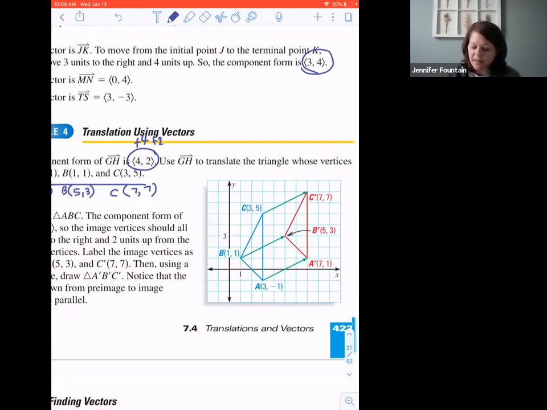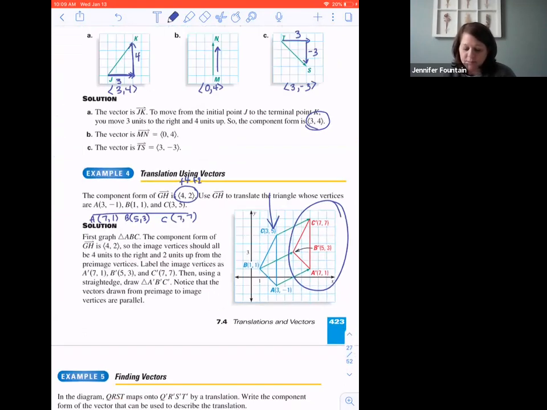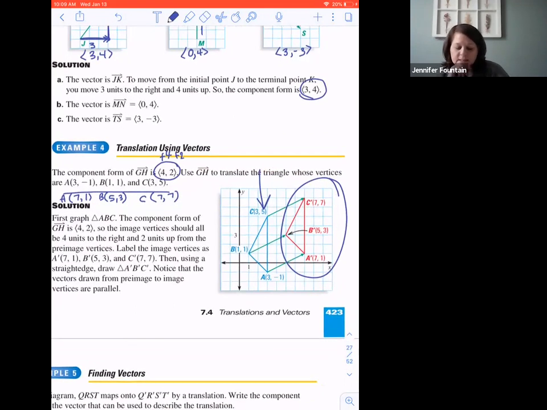So we can see over here where they started with my blue figure. And then we have the translation and all they had to do. So we can see that my point A moved to 7, 1, B was 5, 3, C was 7, 7. So my component form helps me to start with my original ordered pairs. I use my component form to know, am I going to add or subtract to X, add or subtract Y to get my new ordered pairs for my translation.